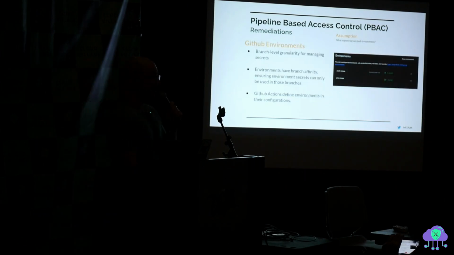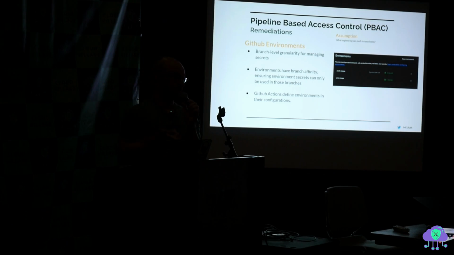The next thing is GitHub environments. Now, the goal of GitHub environments, the mitigation that we're trying to create, is we want an affinity between the GitHub secrets that exist inside of your org and inside of your repository with the GitHub Actions that are running, and specifically against the branch that you're running it against.